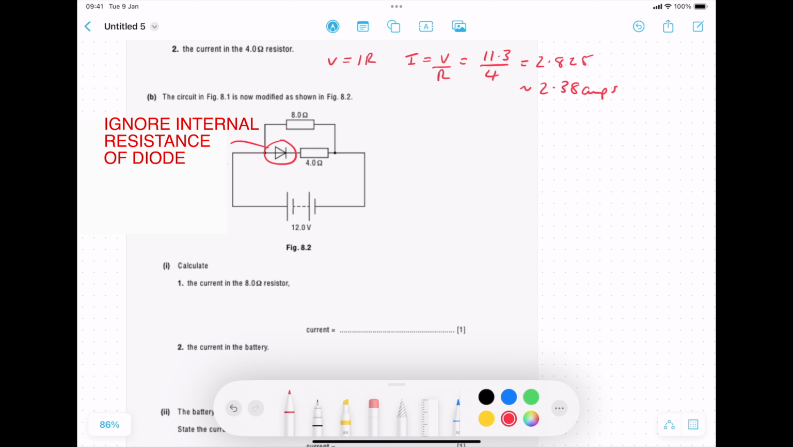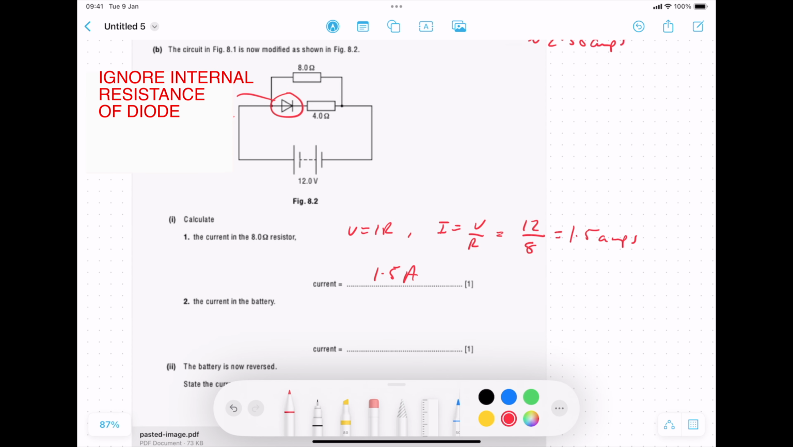Part 1, calculate the current across the 8 ohm resistor. So we know that in parallel each branch gets the same voltage. So I equals V over R, so 1.5 A. Number 2, the current in the battery. Before I can work out the current in the battery, I will need to know what the current is across the other branch, the 4 ohm resistor.